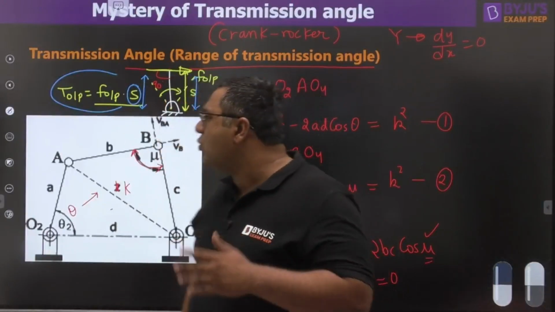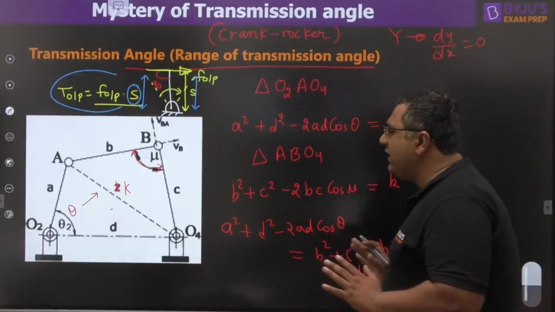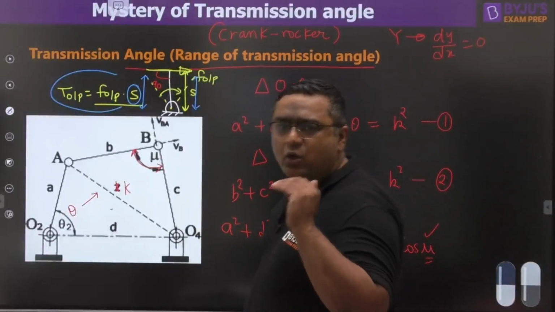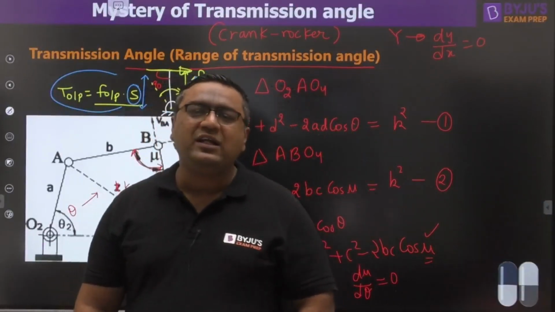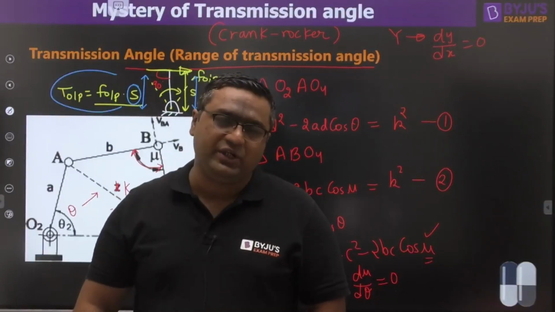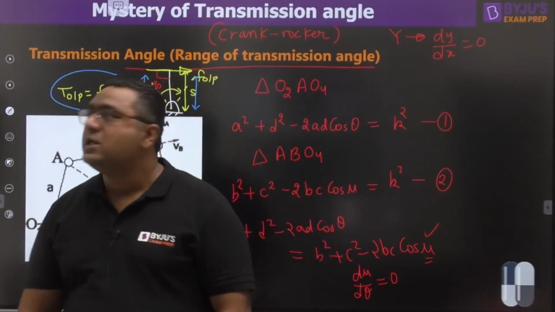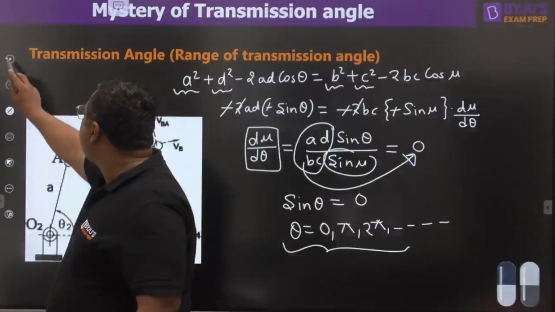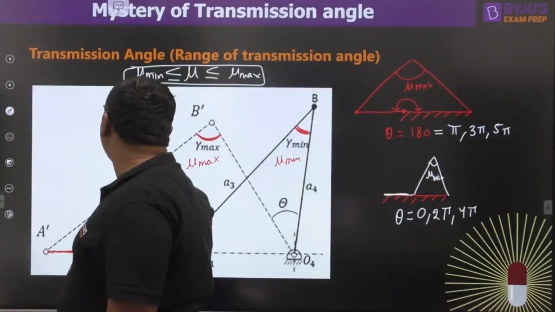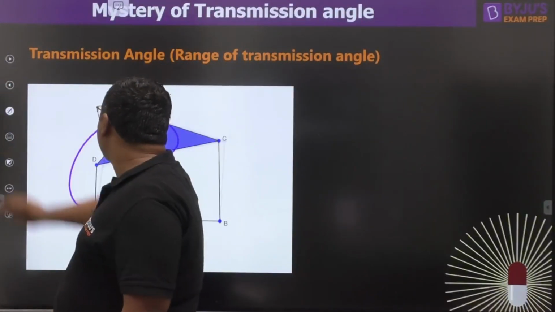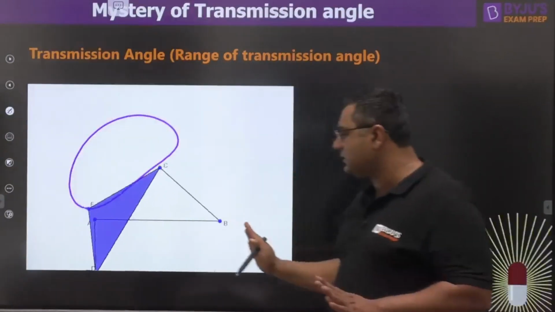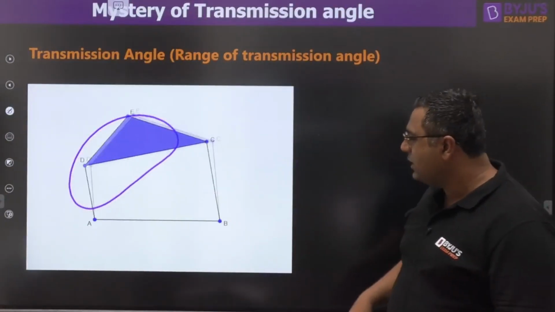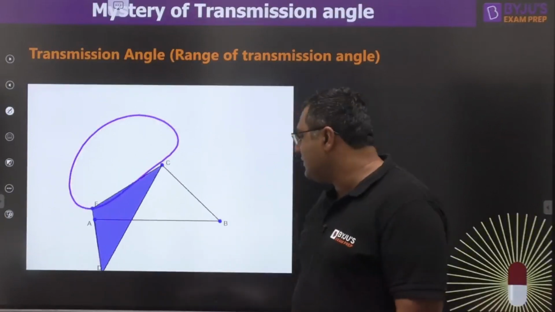And my dear, this is true for whatever we have seen for crank rocker configuration. What if we have double rocker configuration? Then what would be the case? So my dear, for double rocker configuration, first of all, let me show you the crank rocker configuration. You can see what is going on.